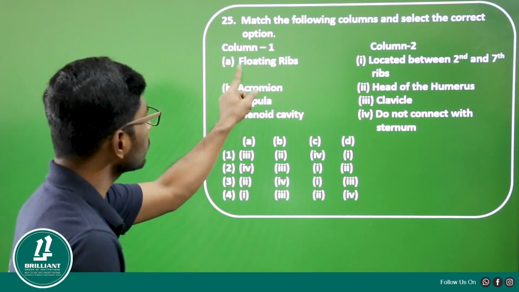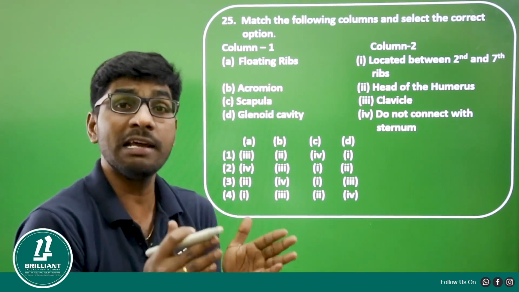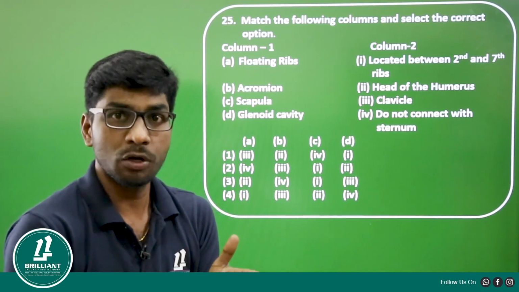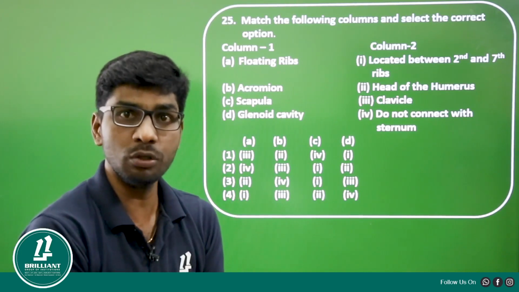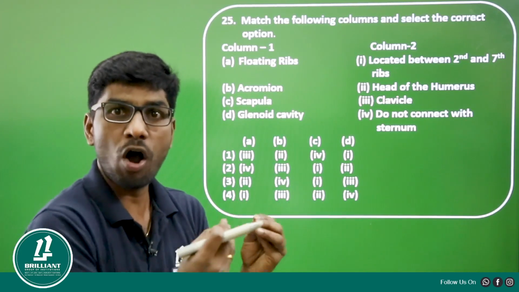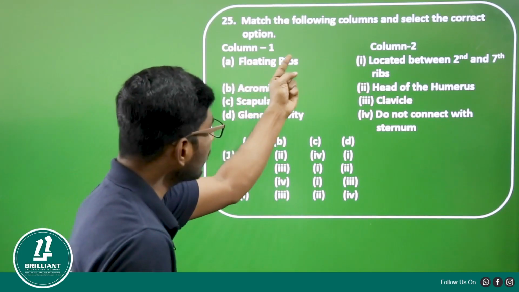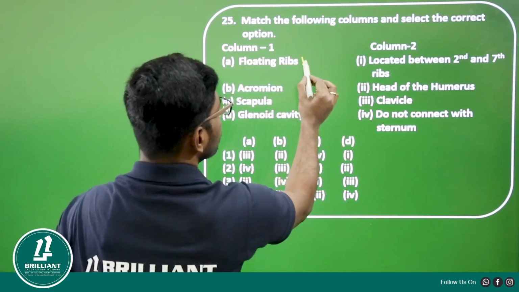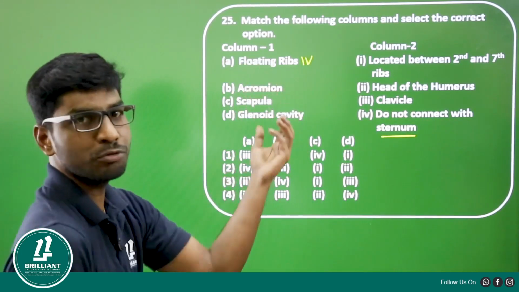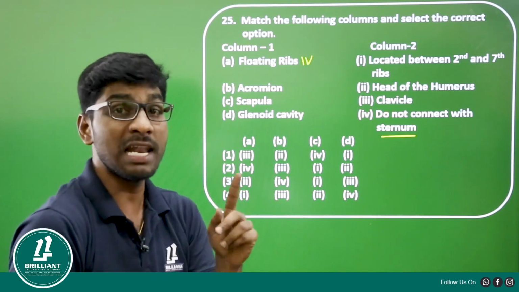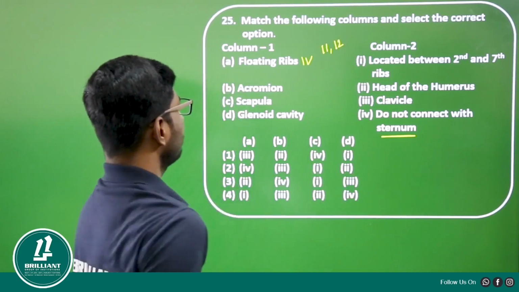Moreover, in this question, option A, they are asking about floating ribs. So which ribs are called floating ribs? The 11th and 12th ribs are called floating ribs because they are not connected to either the sternum or the anterior ribs. So for floating ribs, I am going with the 4th option. Floating ribs do not connect with the sternum. 11th pair and 12th pair.